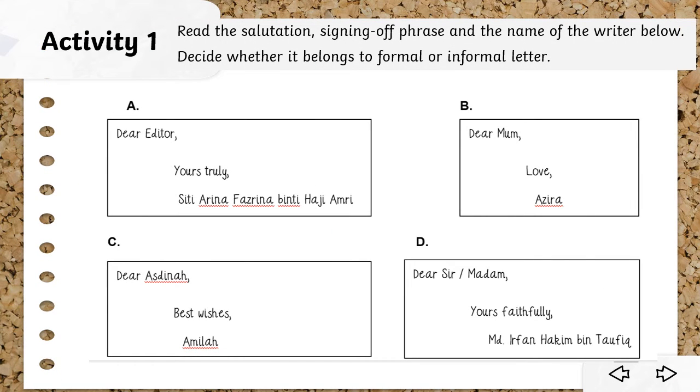Okay, now that we have learned the differences between an informal and formal letter, now look at this activity. Read the salutation, signing off phrase, and the name of the writers below, and then decide whether it belongs to a formal or informal letter. So now you can look at these, pause the video, and then decide whether it is an informal letter or a formal letter.